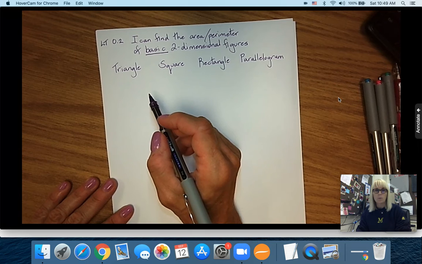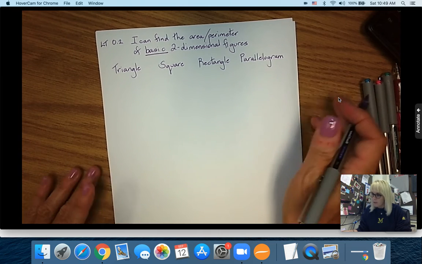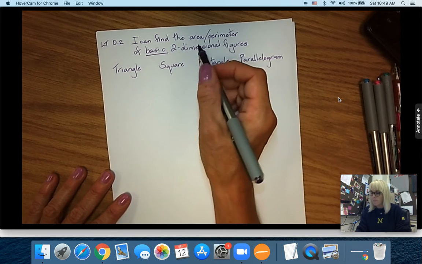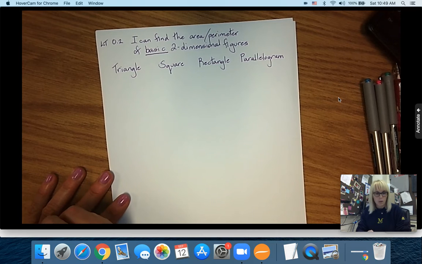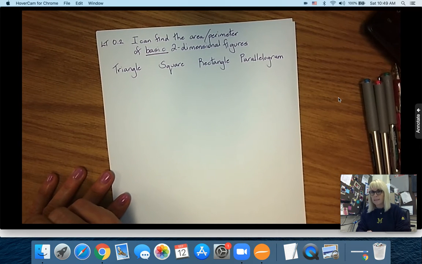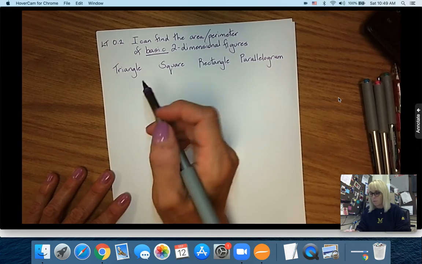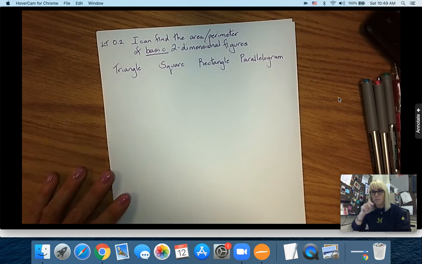So let's start with perimeter. Perimeter is basically the distance around a figure. So when you're looking for the perimeter, it's like putting a fence around a shape. So we really don't need to get into a lot of formulas for perimeter, because what do you do when you find perimeter of a triangle? You add up the three sides.